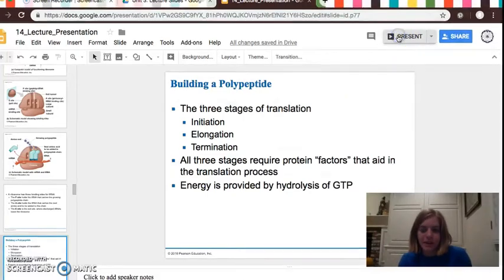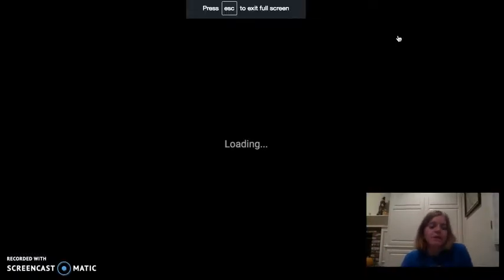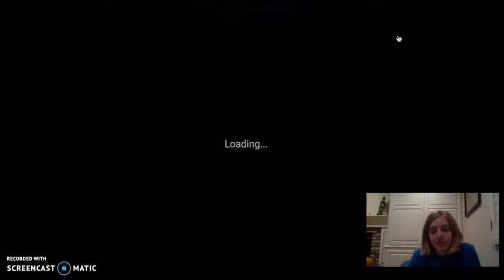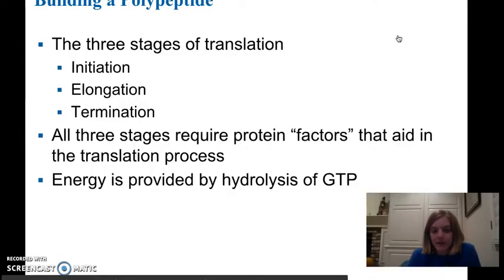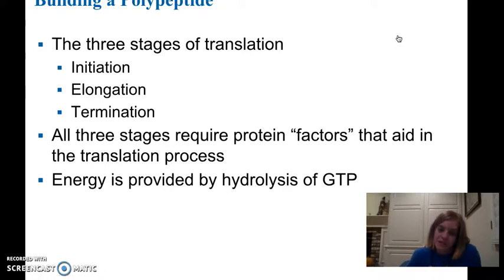Okay, so now we are back with translation and you got some of the behind the scenes. So now we're actually going to talk about how this occurs. Just like in transcription, there are 3 stages of translation and they actually have the same names, so it'll be easy for you to remember. Those stages are initiation, elongation, and termination.